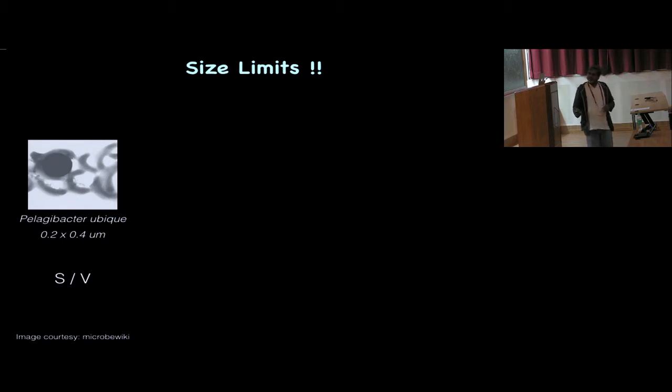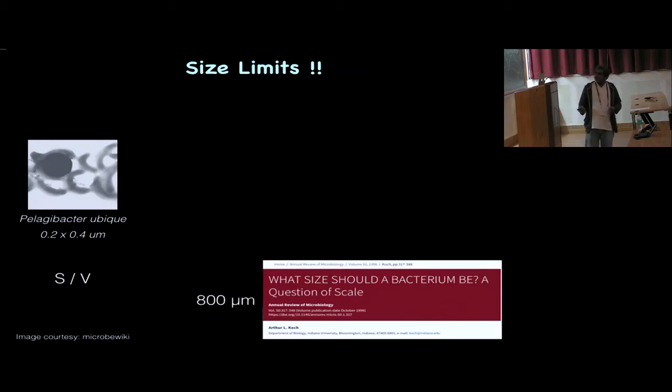And why are bacteria so tiny? It is simply explained by the surface-to-volume ratio: you have more surface for the same volume, and you can take up nutrients much more efficiently, and therefore bacteria are tiny cells. Is it so? This is a wonderful article by Koch, who asked the question of what size bacteria should actually be. Based on certain calculations, it comes down to a size of 800 microns. But do we find bacteria that are of this size? Can bacteria ever be of this size?